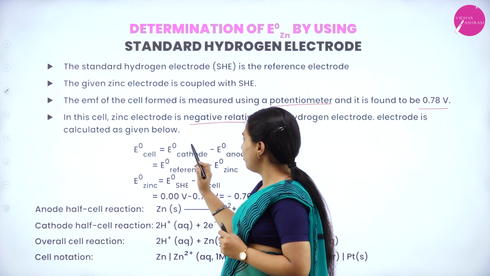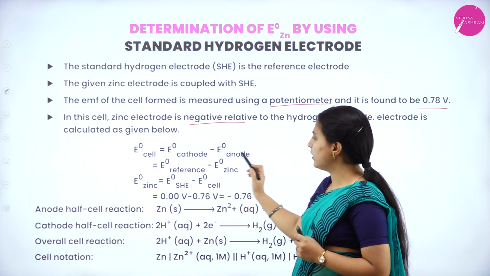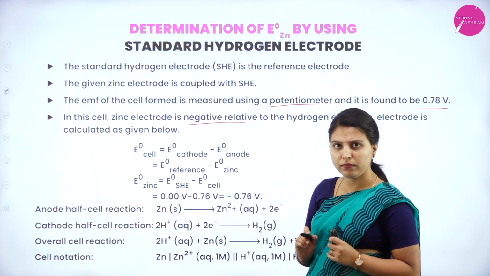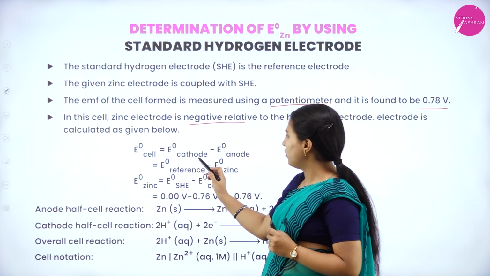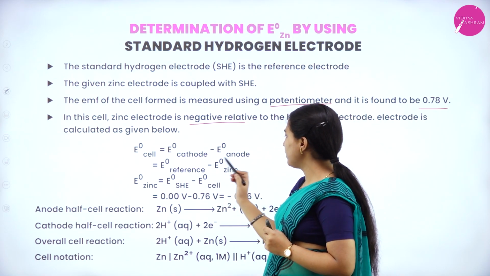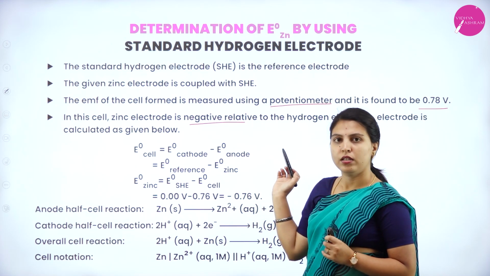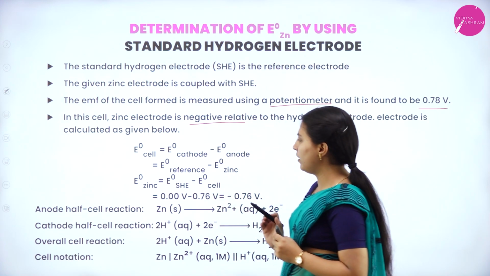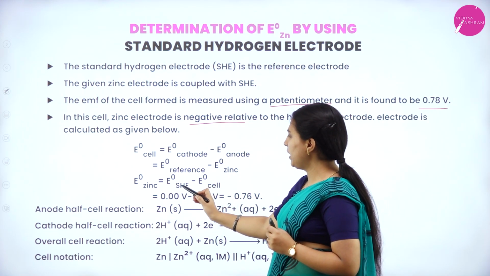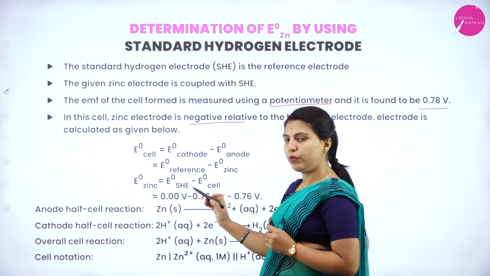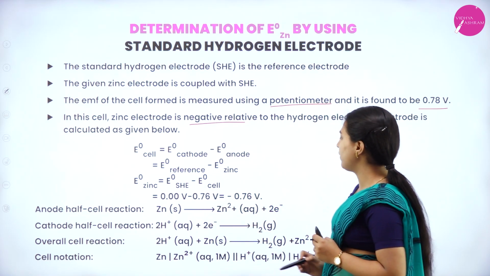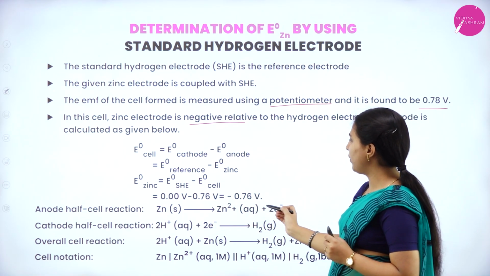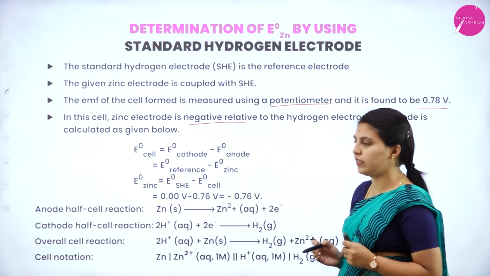E naught cell equals E naught cathode minus E naught anode, that is reduction minus oxidation. The cathode is the reference, so reference minus the unknown electrode potential. Next, that is the SHE electrode and the cell which is formed. It is arbitrarily equal to 0, and the cell value is 0.76 volt. So minus 0.76 volts will be present for zinc.